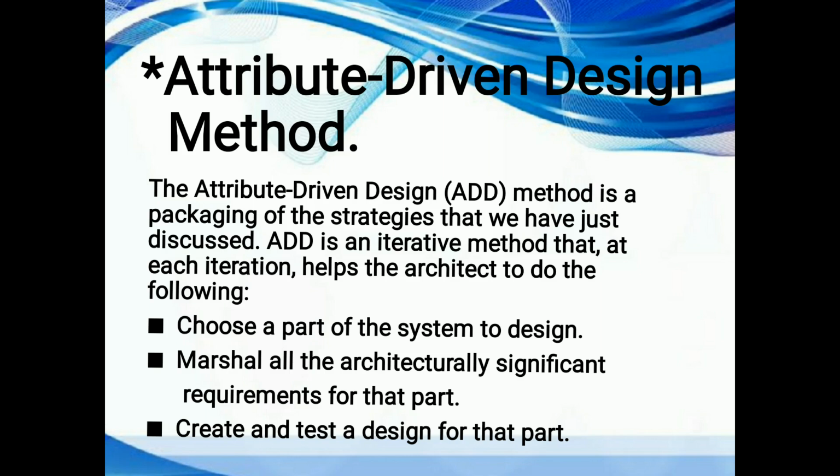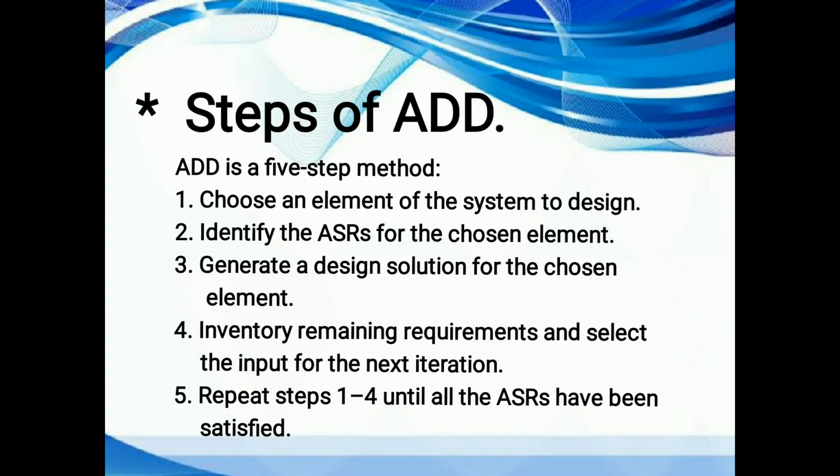And we have the following methods in attribute driven design: choose a part of the system to design, marshal all the architecturally significant requirements for the part, and create and test a design for the part. Here ADD is an iterative method, and each iteration will help the architect more. And the next is the steps of ADD. Here, ADD is a 5-step method.